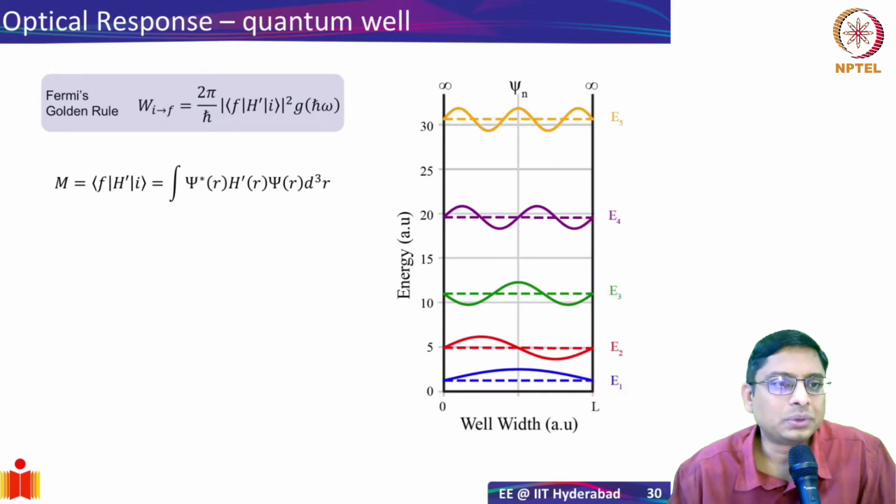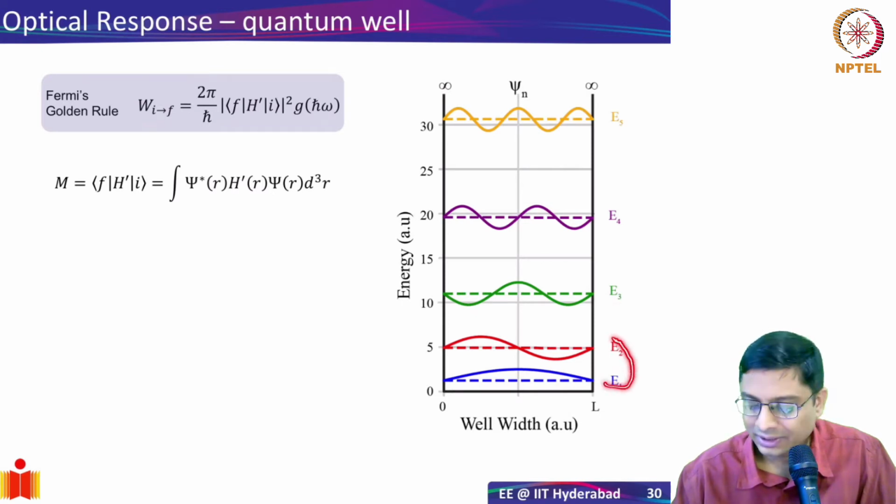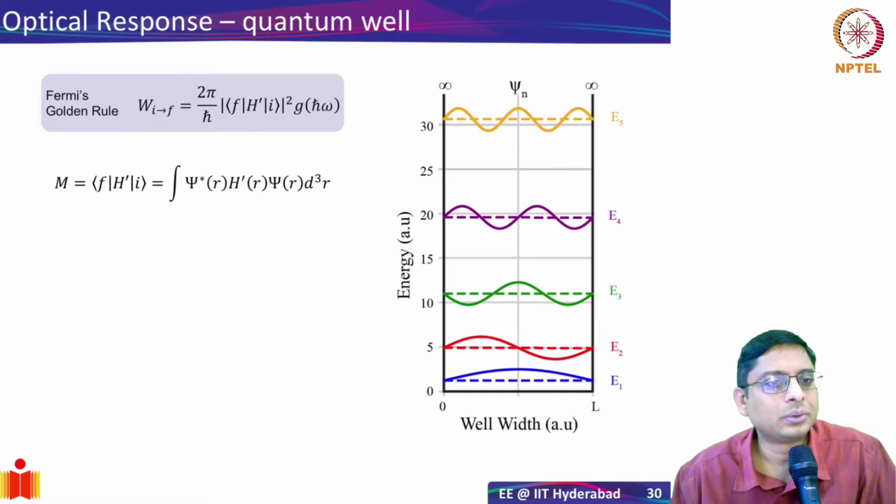There are two rules: conservation of momentum and conservation of energy. If you look at the conservation of energy, if you shine a photon of, let's say, the energy equal to E2 minus E1, then definitely this should obey. Momentum also should not be a problem because the quantum well is very small, so it essentially should be able to absorb. The momentum conservation also should be satisfied.